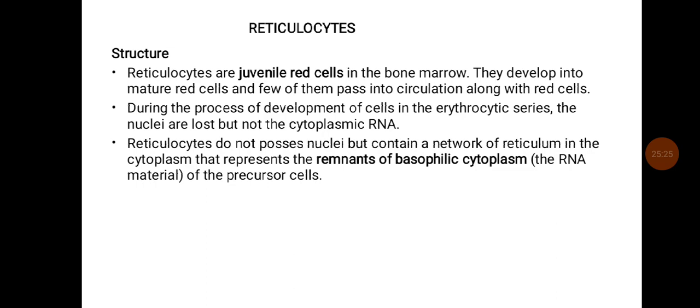Reticulocytes are also called juvenile red cells in the bone marrow. They develop into mature red cells and a few of them pass into circulation along with red cells. During the development of cells in the erythrocyte series, the nuclei are lost but not the cytoplasmic RNA. Reticulocytes do not possess nuclei but contain a network of reticulum in the cytoplasm that represents the remnants of basophilic cytoplasm, that is, the RNA material of the precursor cells.